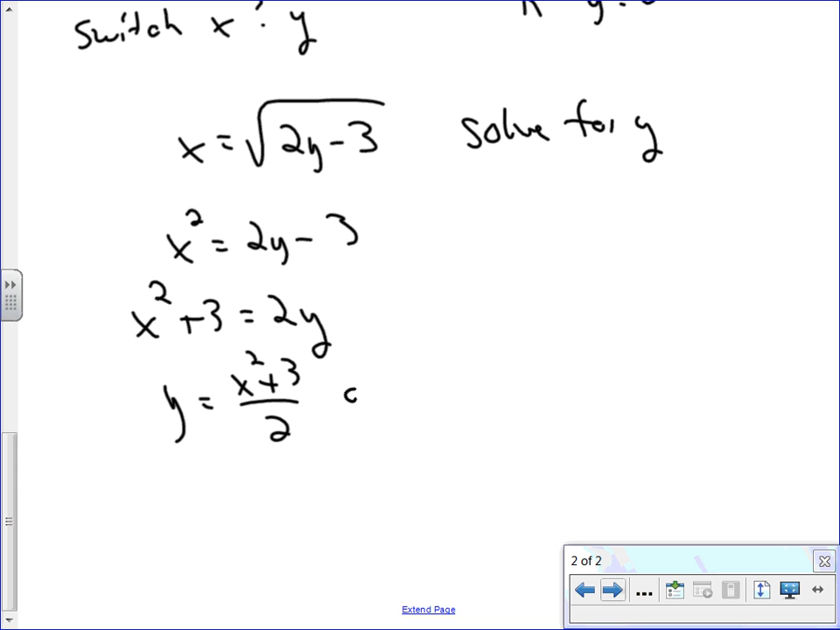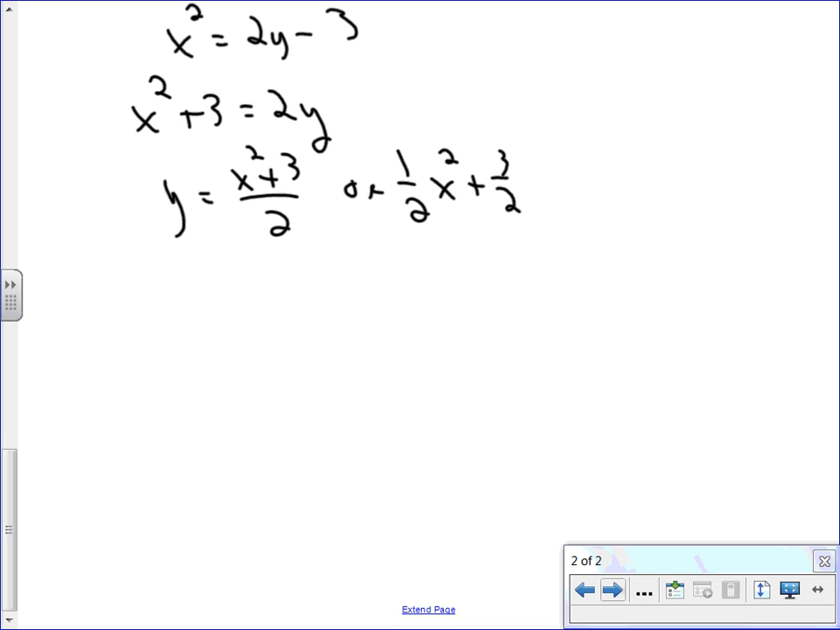You can either leave it this way or you can change it to this. Either one of these is fine. It doesn't make any difference. Sometimes one's easier than the other, but really, there's no set rule for that. And then from here, you're going to state the domain. This is our new function. This is our f inverse function. I'm just going to use the first one.